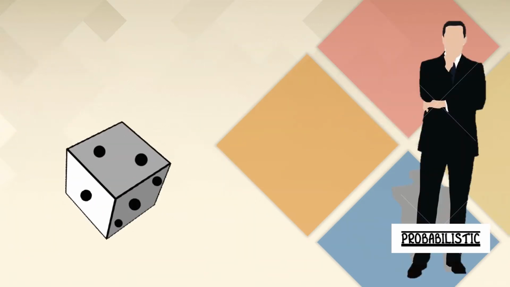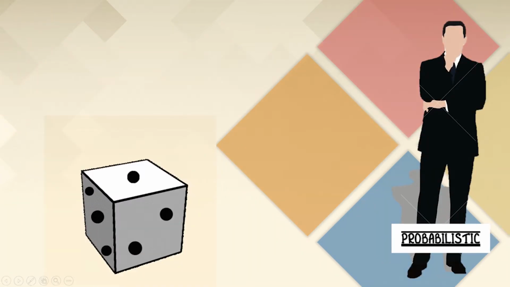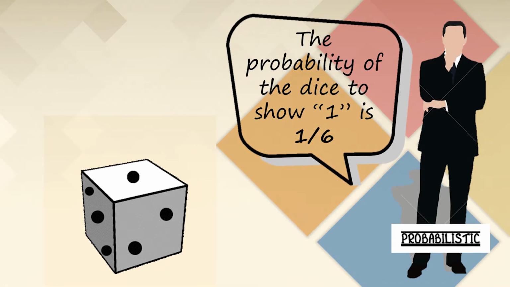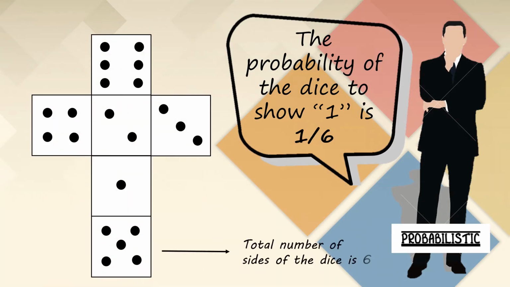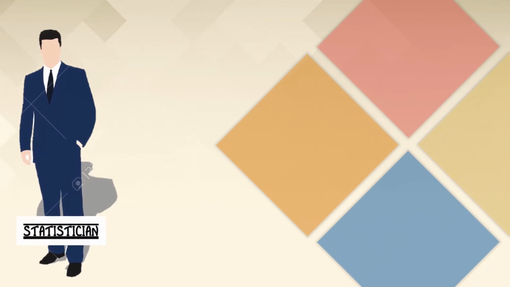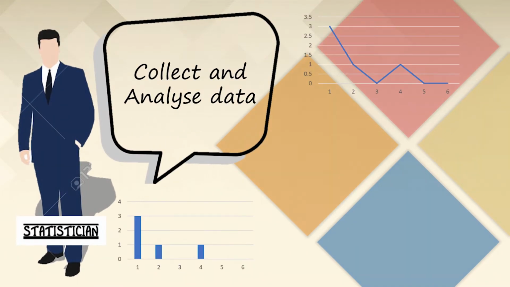For example, a six-sided die is thrown. The probability of getting any number on the die is equal to 1/6 or 16.7% because the total size of a die is 6. However, a statistician will collect and analyze the data based on the previous results.